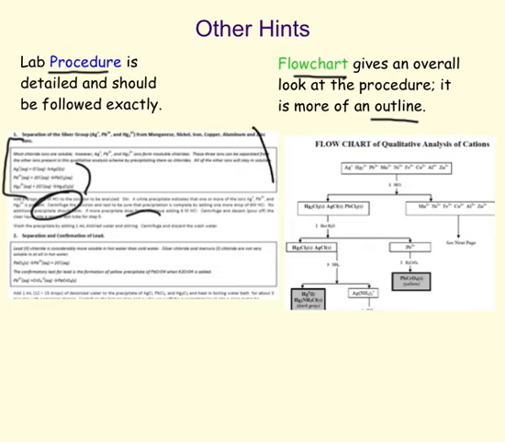So this tells you detail. This doesn't. All it says is, yep, we're going to be adding some hydrochloric acid to separate these two things. So both of these have their merits, so make sure you follow both of them.